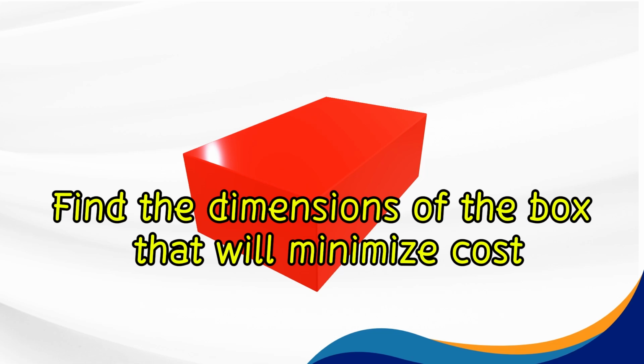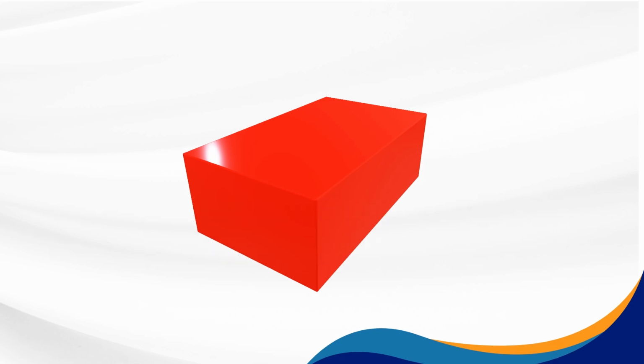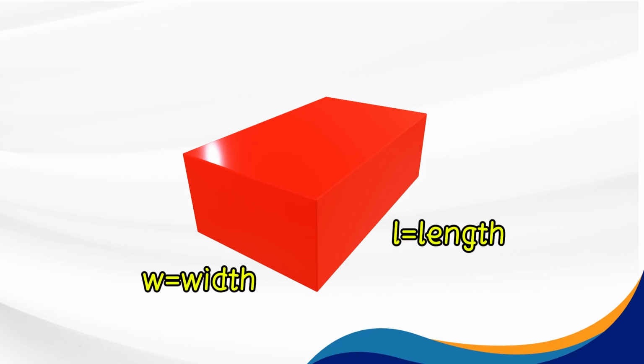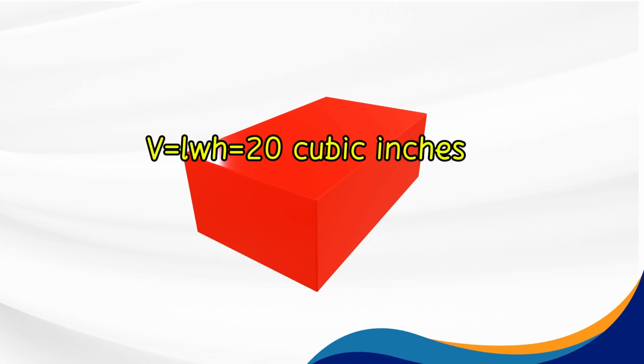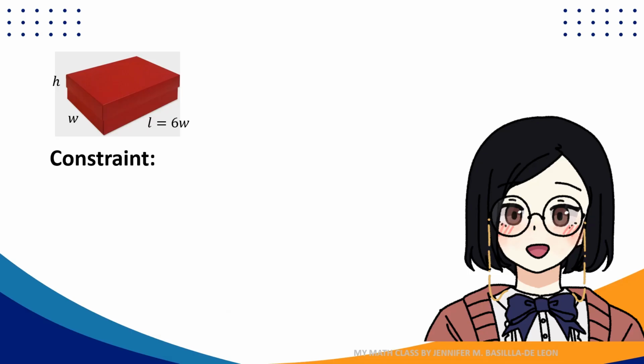To solve this problem, let's define our variables. Let W represent the width of the base, L the length of the base, and H the height of the box. Since the base length is 6 times the width, we can say L equals 6W. We also know that the volume, which is length times width times height, must equal 20 cubic inches. Our first equation is the constraint for volume.